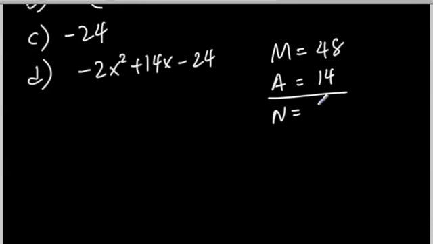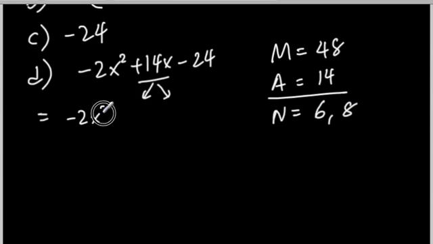Well, 7 and 7 don't work. So the two numbers would be 6 and 8, because 6 times 8 is 48, and 6 plus 8 is equal to 14. So that means this middle term splits, and it'll be split into 6 and 8.